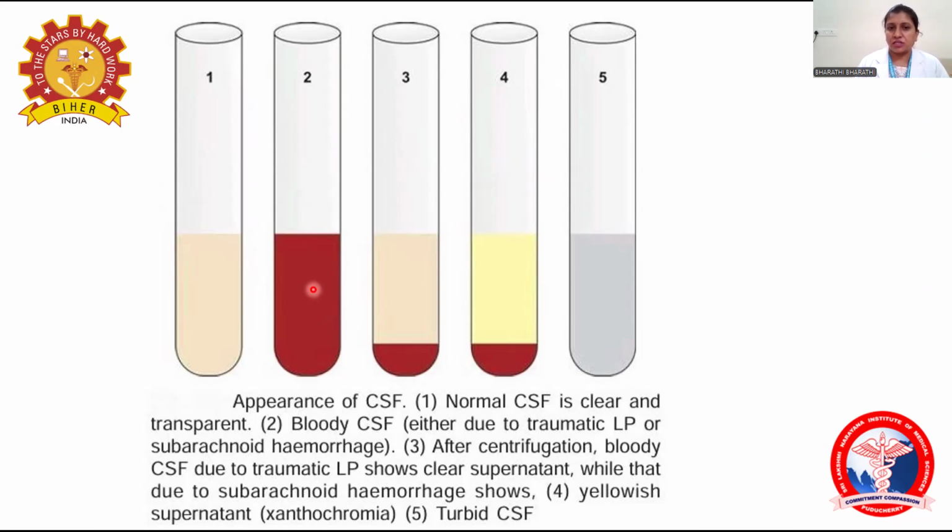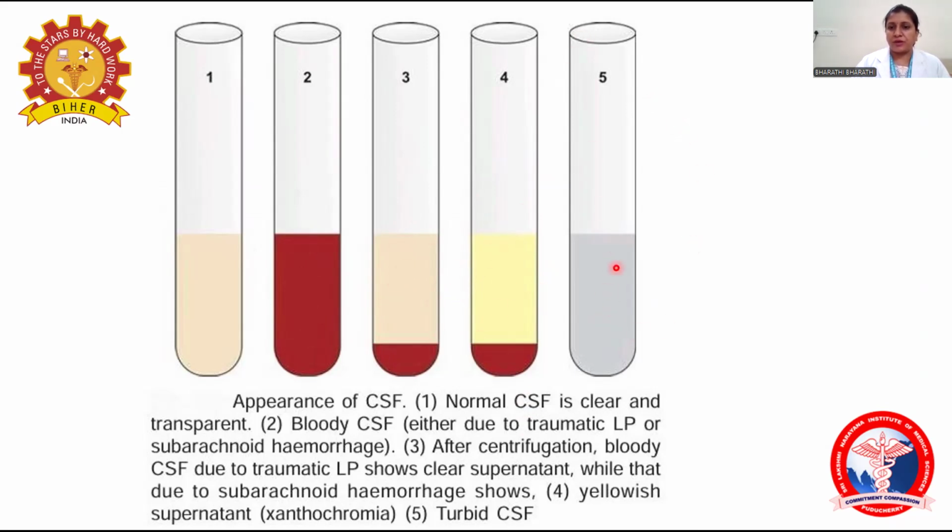So how will we differentiate these two conditions? After centrifugation, we have to centrifuge this tube, and what will we see? If the supernatant is clear and transparent, then it is because of trauma. But if the supernatant is yellowish, turbid, then it is because of subarachnoid hemorrhage. So on the basis of the difference of supernatant, we differentiate.